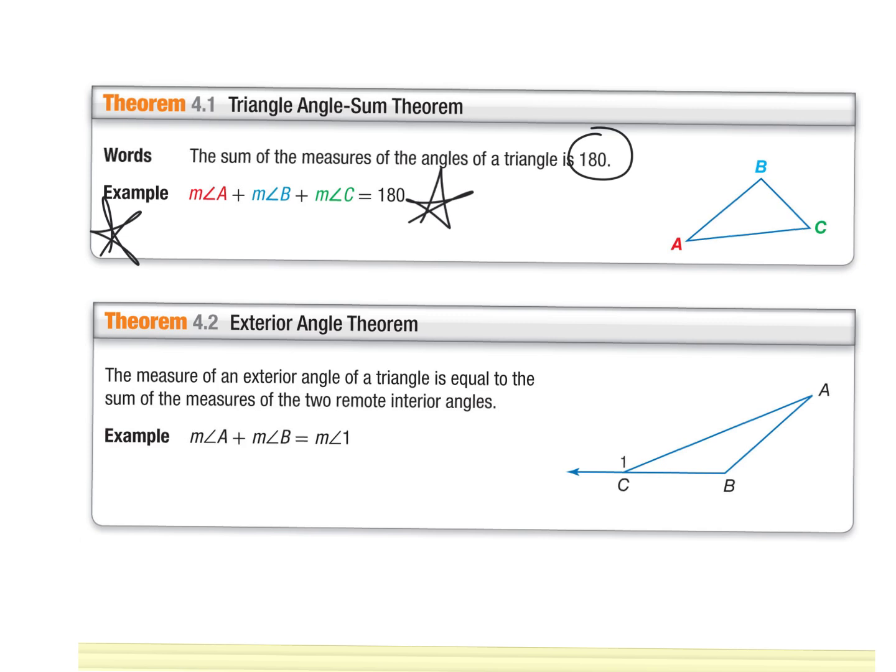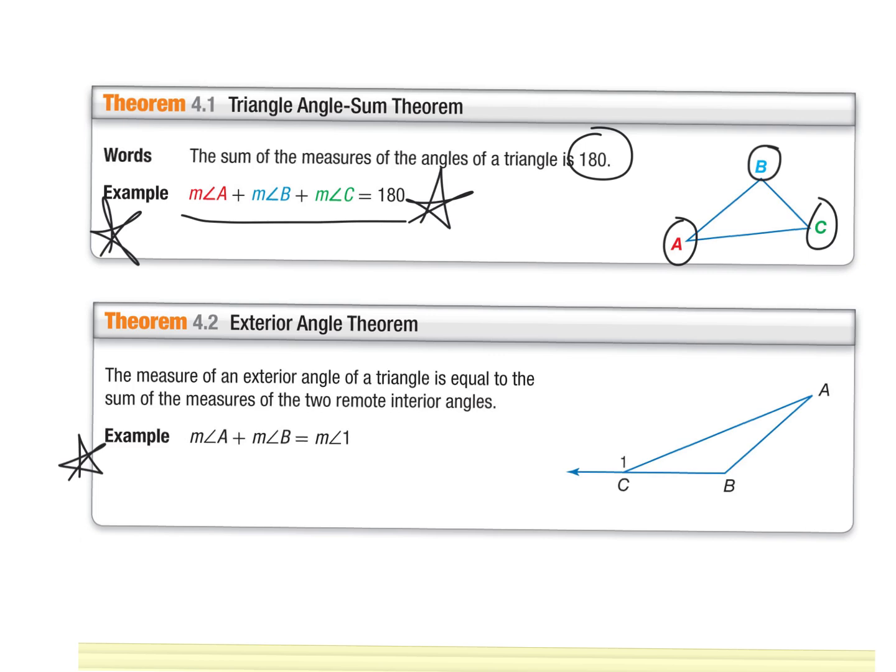So, what this theorem is saying, triangle angle sum theorem: A, B, C, all of their angles added up together give you 180 degrees. So, all angles in a triangle add up to 180 degrees. Okay? This bottom theorem here, we're going to talk a little bit about it, but not too much.